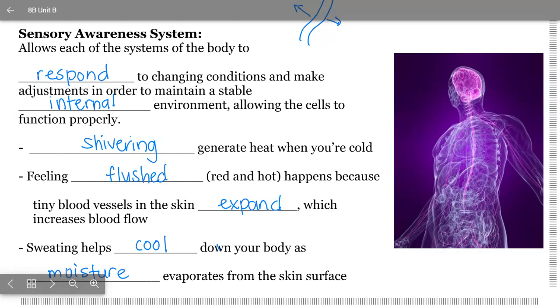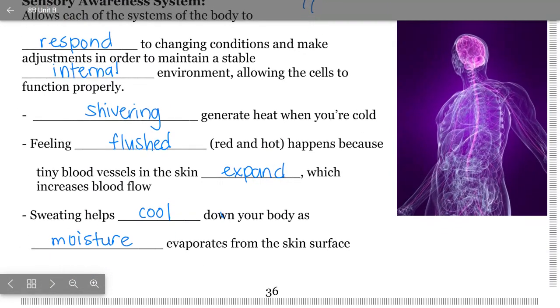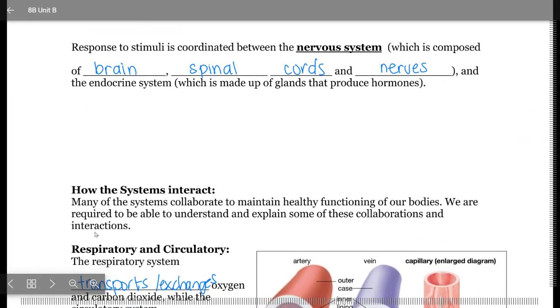So your body does what it does. If you move your hand around, that is your nervous system, your brain signaling the nerve cells to move your hand. There are these examples. You shiver to generate heat when you're cold. You feel flushed, which happens when tiny blood vessels in the skin expand, increasing blood flow. And sweating helps cool down your body as moisture evaporates from the skin's surface.